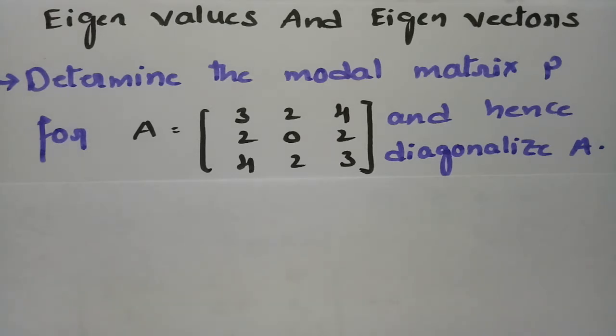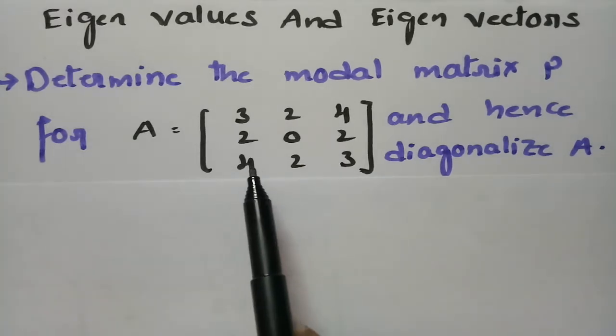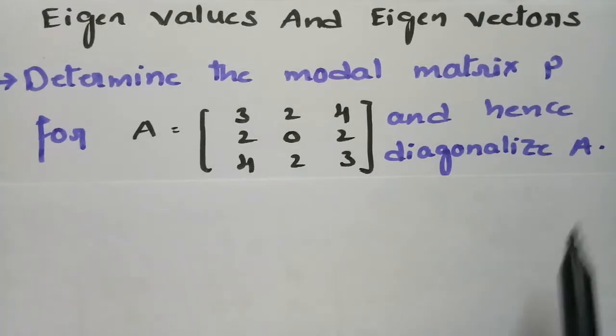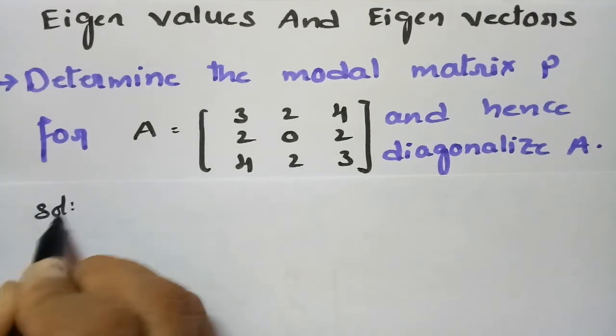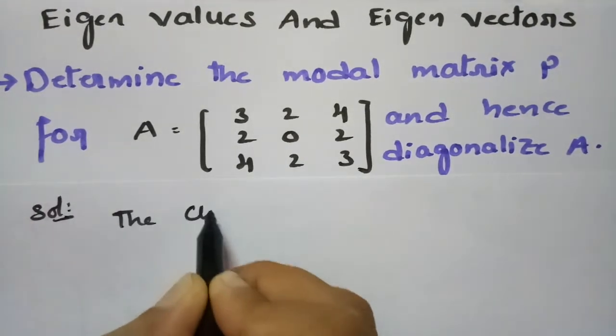So here is a problem from eigenvalues and eigenvectors, and we have to determine the modal matrix for the given matrix A and hence diagonalize A. So for this, the solution here is, first of all, we have to find the characteristic equation.